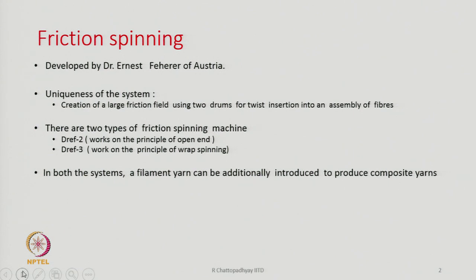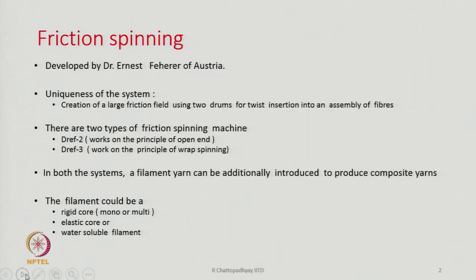In both the systems, additionally a filament yarn can be incorporated to produce composite yarns. That sort of flexibility exists, that we can always add an additional yarn, and this yarn, preferably a filament, could be either a filament with rigid core, which could be mono or multifilament. It could be an elastic core material, or it could be a water soluble filament.